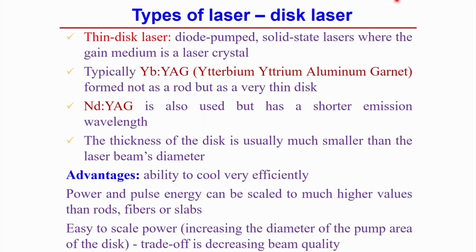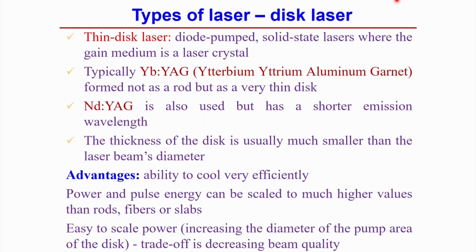Of course, in the Nd:YAG laser the amplifying medium can also be a disc, but in this case a shorter emission wavelength is generally produced. The shape of this solid state lasing medium is in the form of a disc, which is why it is called the disc laser, and the thickness of the disc is usually much smaller than the laser beam's diameter. The disc laser has a considerable advantage in that it can cool very effectively, and power and pulse energy can be scaled up to much higher values than the rod laser, the Nd:YAG laser, the fiber lasers, or solid state media of other geometric shapes like slabs.